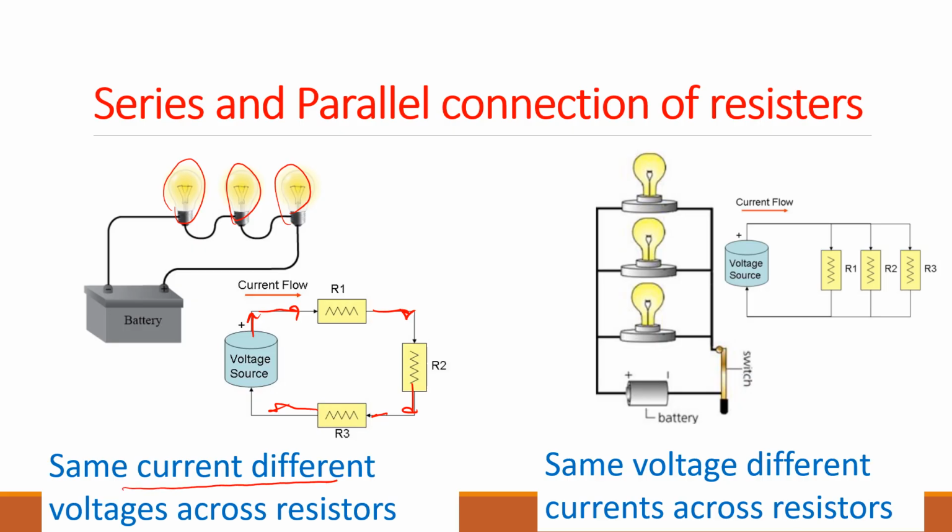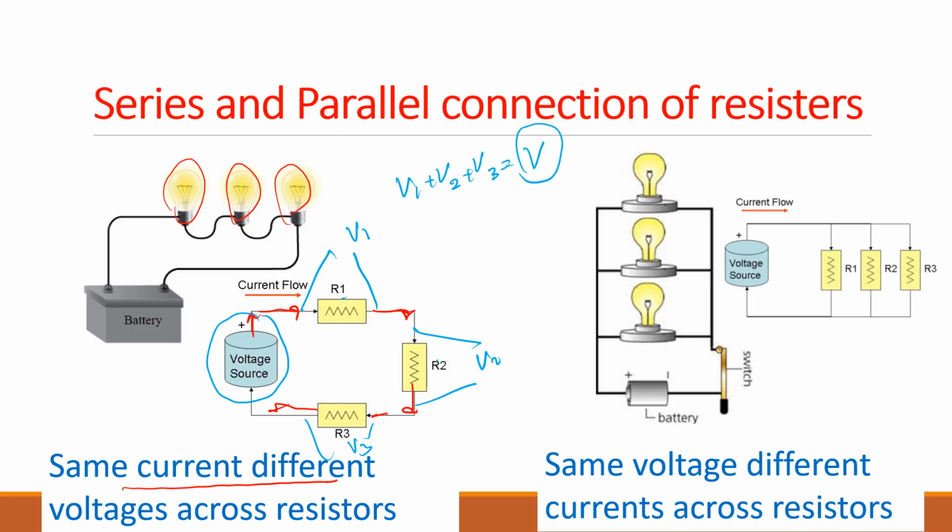But if you look at the voltages, I told you voltage is measured between 2 points. The voltage across resistor 1, the voltage across resistor 2, and the voltage across resistor 3 will be different. So in a series connection of resistors, the current will be the same, but the voltage is split. The total voltage of the voltage source is split between the 3 resistors. When you add all three voltages, that is equal to the voltage supplied by the voltage source.